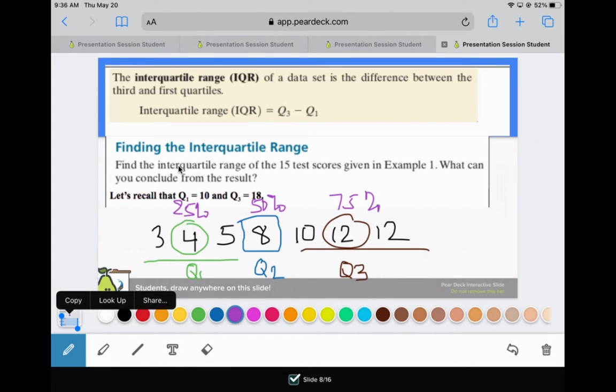What we can say is about 25% of the population get 4 or less. Or we can say 50% of our population is getting 8 or less. Or we can say 75% of the population gets 12 or less. That is the quartile. And that's what we covered.